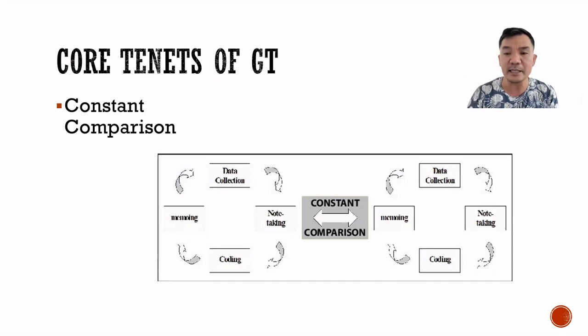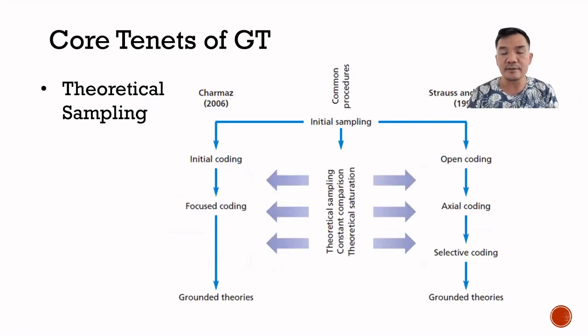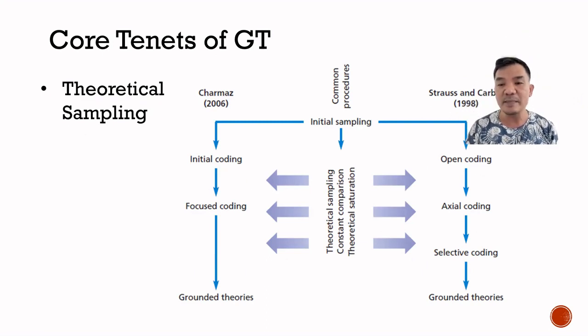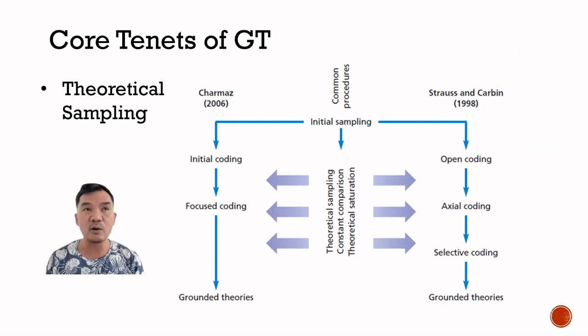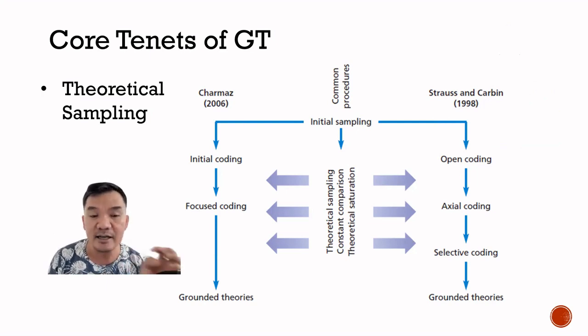Let's move on to the second important concept in grounded theory, theoretical sampling. The idea of theoretical sampling is the way we recruit our participants, the way we identify who will be the next to answer our interview, or whatever your method is, who will be your target participants or target respondents. That's the purpose of theoretical sampling.